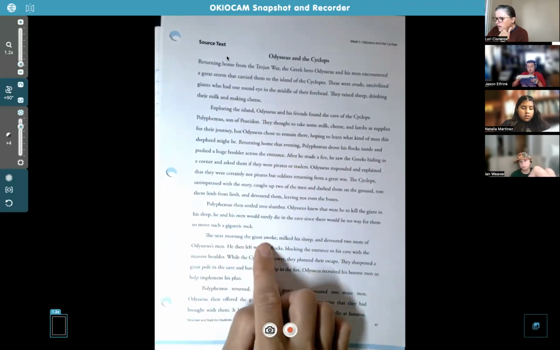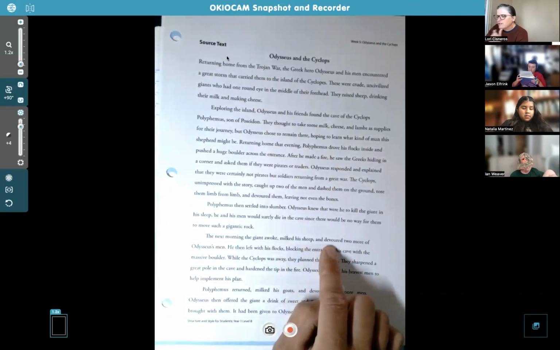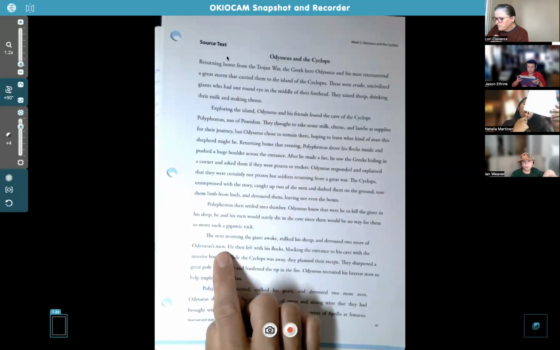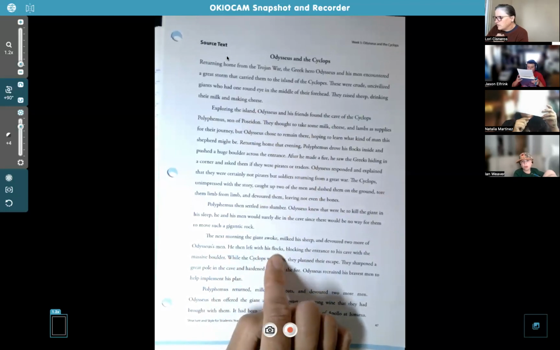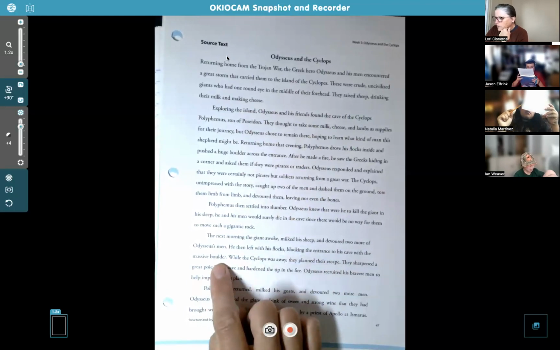The next morning, the giant awoke, milked his sheep. I'm thinking these sheep must have been also giant, because that's strange. Anyway, milked his sheep and devoured 2 more of Odysseus's men. He then left with his flocks, blocking the entrance to his cave with a massive boulder.